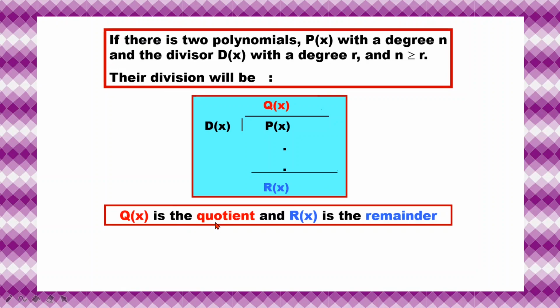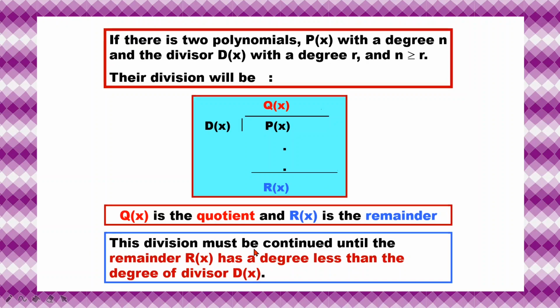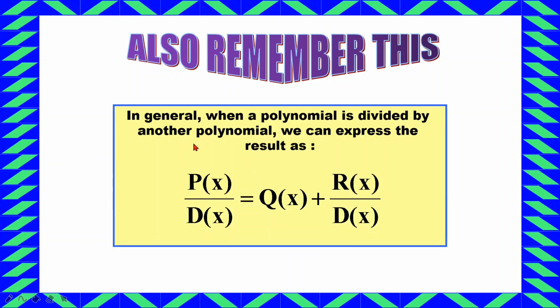In the previous slide, we learned that that is actually the answer to our question. And we will get the remainder as rx. That will be our remainder. Now, this division must be continued until the remainder has a degree less than the degree of the divisor. So this is the rule for polynomials. Once the long division is done, then we are going to write them in this general form. When a polynomial is divided by another polynomial, we can write them as the quotient, which is the answer we got just now, and the remainder divided by the divisor.